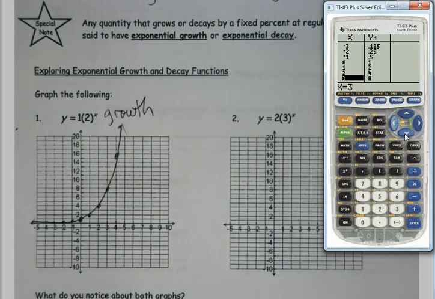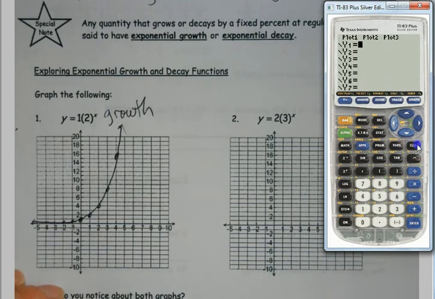And that's all I'd have to do. If I'm asked to graph it, that's how it would work. So really, when I'm graphing these, the only challenge I'm going to have is making sure I'm in the y equals and then getting it typed in.